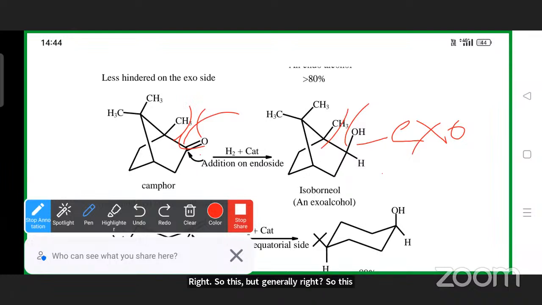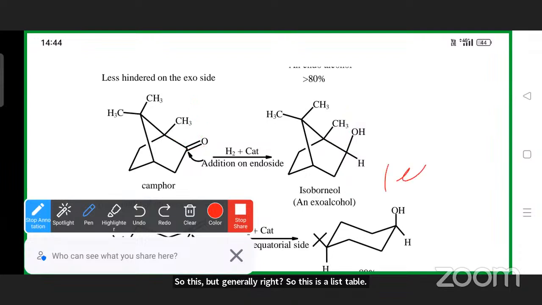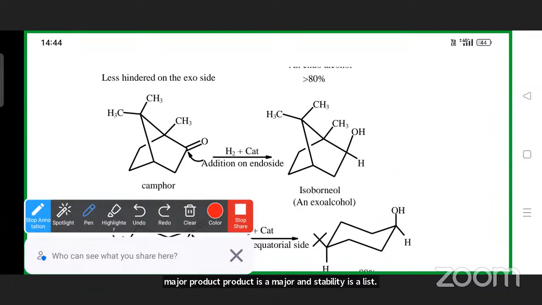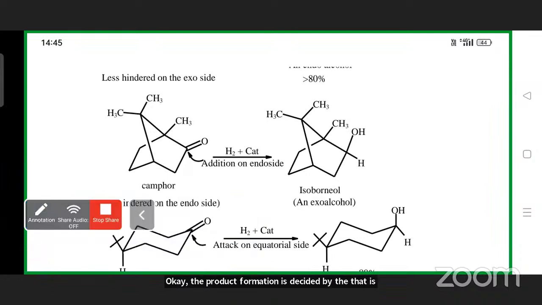But generally, this is less stable. It is less stable, but it is the major product. The product is major and the stability is less here. The product formation is decided by the steric factor. That is called the steric approach control, SAC.